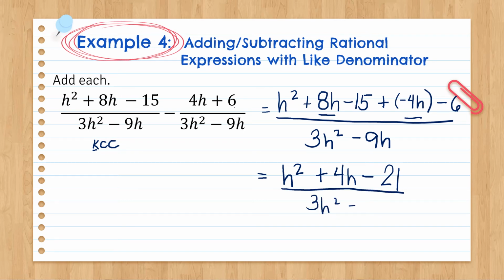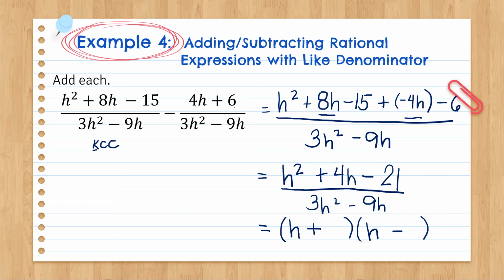3h squared minus 9h. I guess pwede pa natin i-simplify ating fraction. Yung numerator natin ay nakasulat siya as trinomial. So probably it is a product of two binomials. Since meron tayong h squared dito, paghiwalayin lang natin. So we have h and h. Ang 21, negative yung dulo. So automatically dapat may isang positive, isang negative.